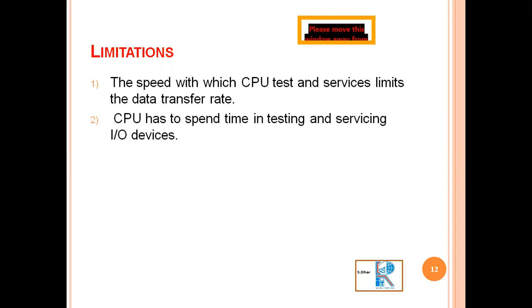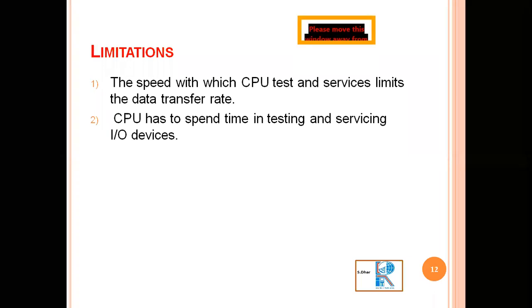Now, the limitations of programmed IO. What we learned is that an IO device can communicate with the CPU with the help of programmed IO, where a set of instructions, either load, store, or in, out, has to be executed by the CPU. The CPU has to check the status of the IO, whether it is ready or not. If it is not ready, the CPU has to wait. Or when the IO is ready, it may be that the CPU is busy with another task. So there is a speed gap between the IO device and the CPU for test and service. This is the limitation of programmed IO.